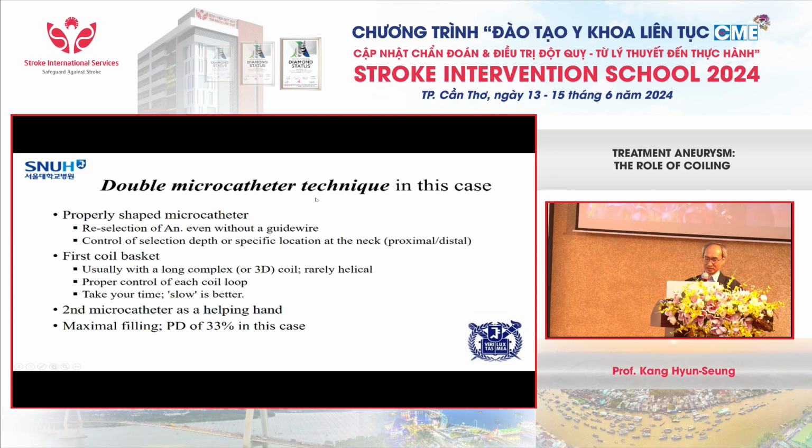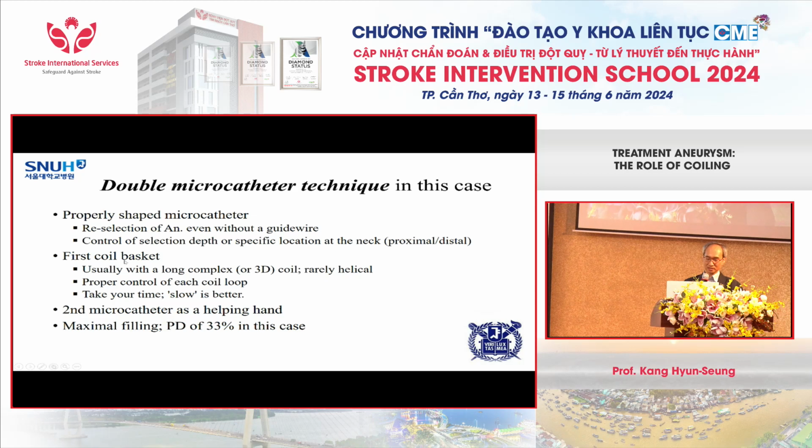So we use double microcatheter in this case. For this, we need the very properly shaped microcatheter. With this microcatheter, we can reselect the aneurysm very easily, even without the microguide wire. And with this type of microcatheter, it's very easy to control the selection depth and specific location at the neck. Sometimes we want to locate the microcatheter tip at the proximal, sometimes we want the distal location.